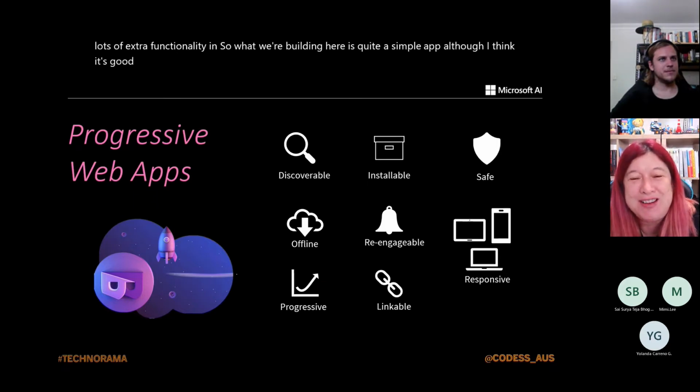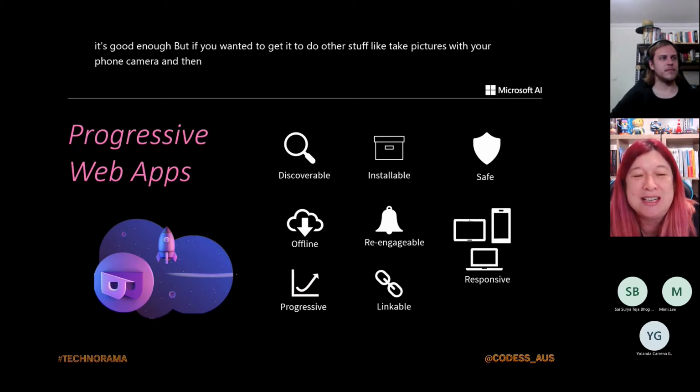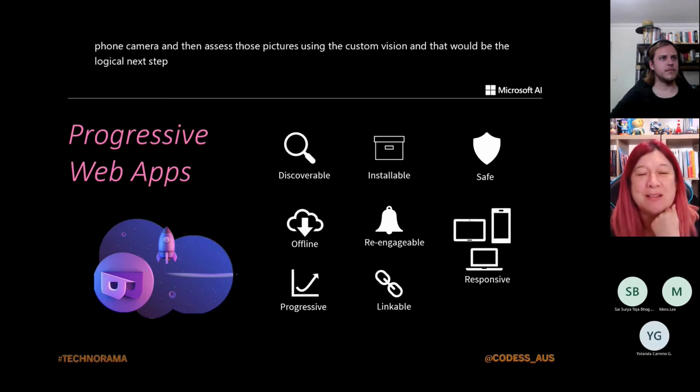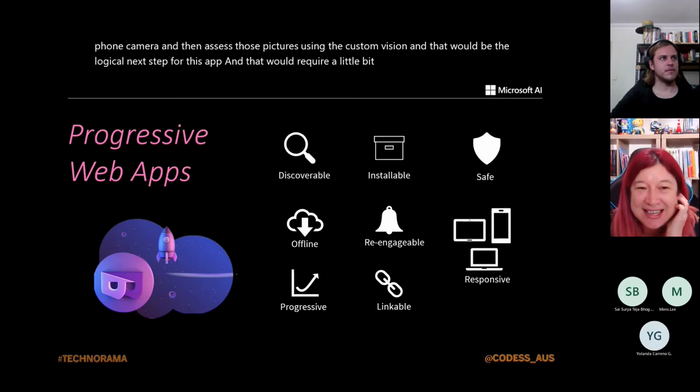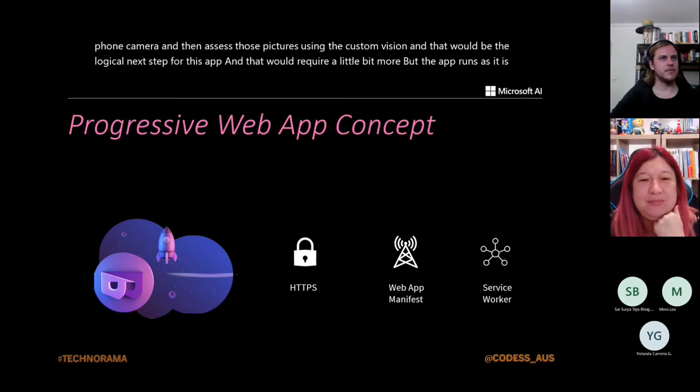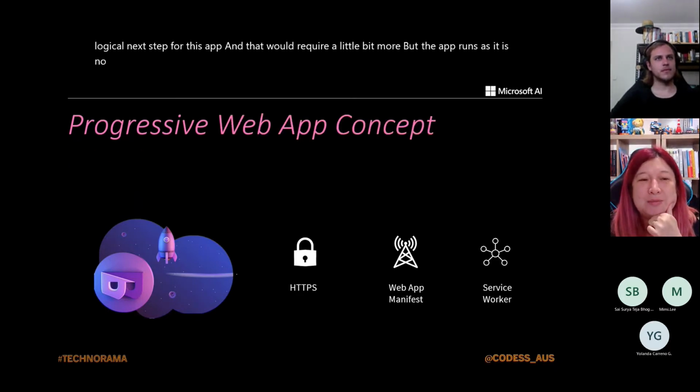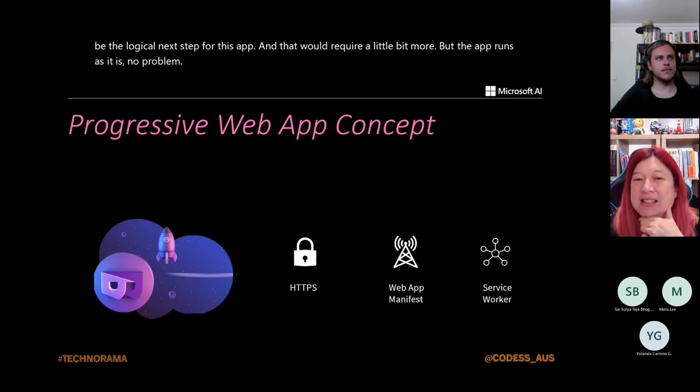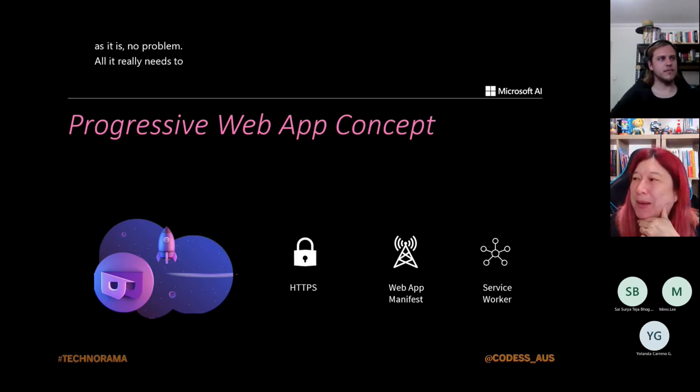But if you wanted to get it to do other stuff, like take pictures with your phone camera and then assess those pictures using the custom vision, that would be the logical next step for this app, and that would require a little bit more, but the app runs as it is, no problem. All it really needs to be considered a progressive web app is some security.